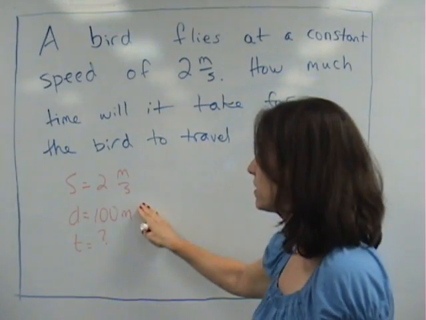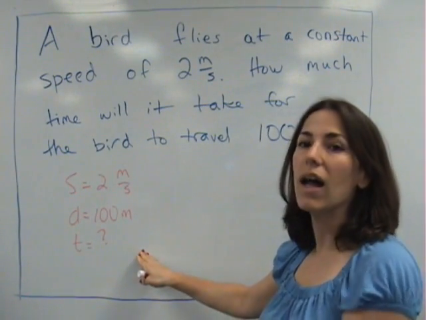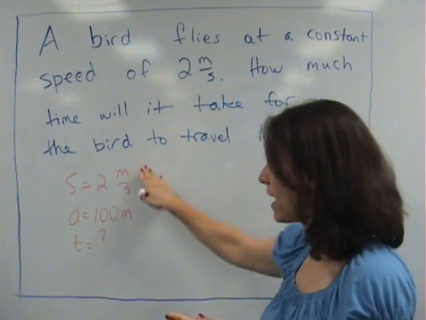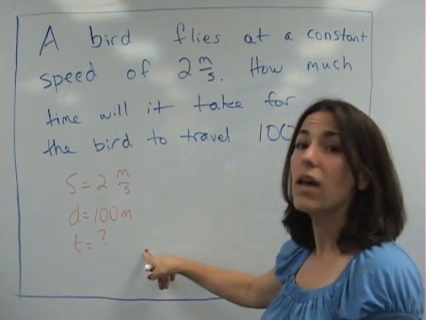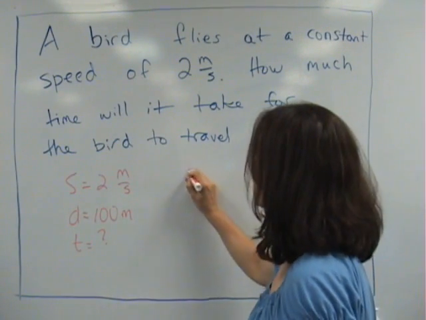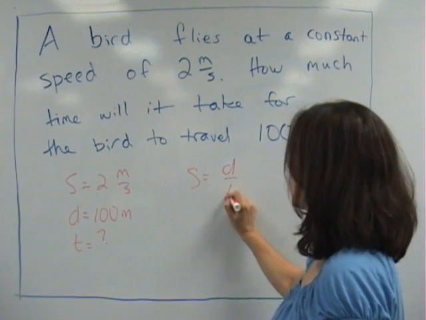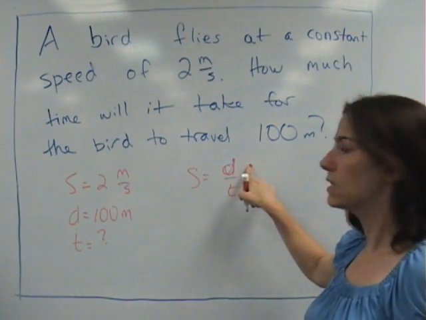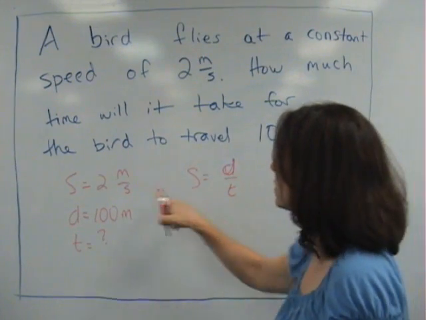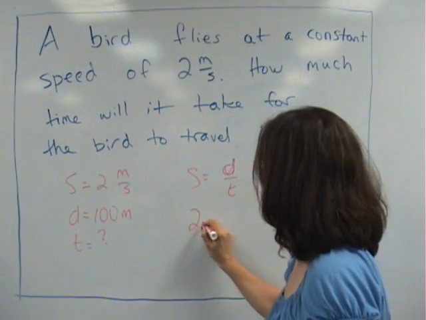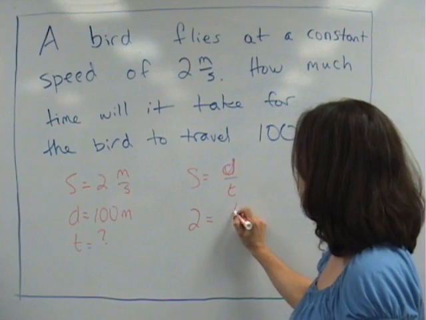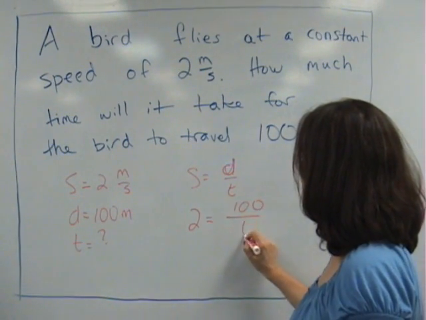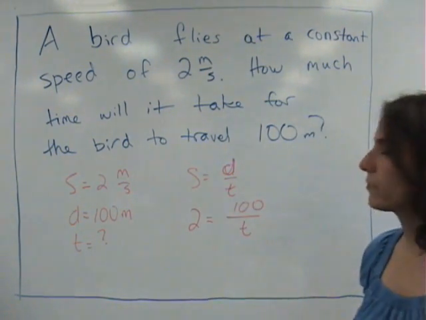And once I have my givens and my unknown, I look for an equation that links those, that has the givens in it plus the unknown. The equation that links these variables together is speed equals distance over time. So I know speed, I know distance, I'm looking for time. Let me just go ahead and sub in speed, that's 2. Distance in this problem, that's 100. And t is what I don't know.